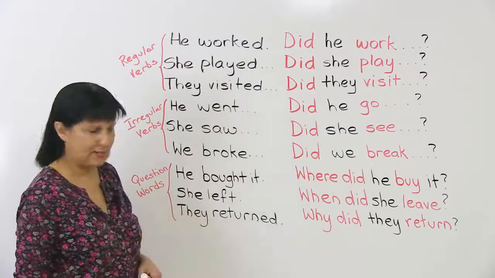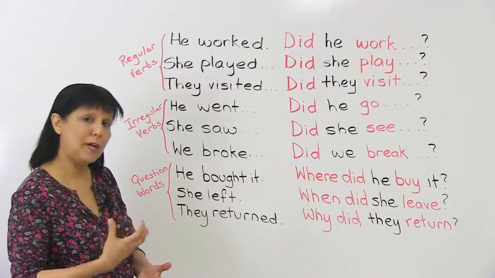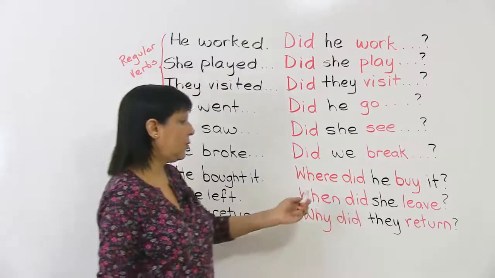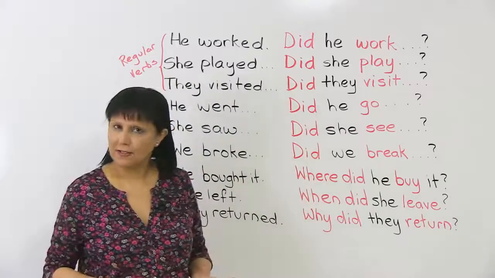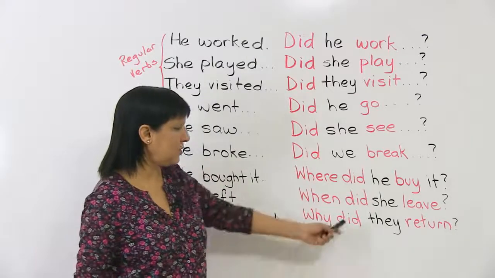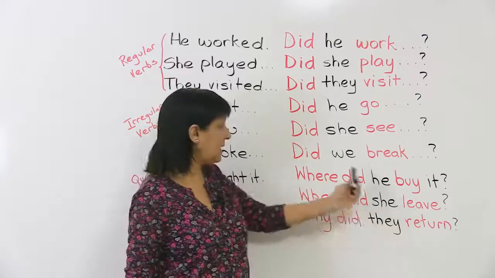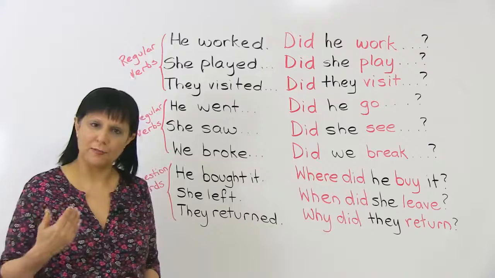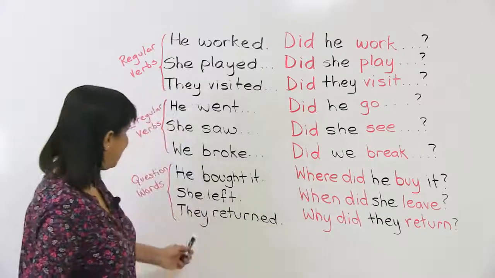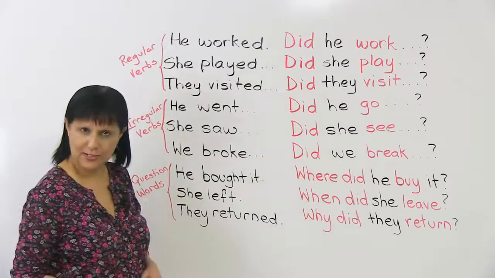She left. All right, now we want to say when. So it becomes, when did she leave? The most important thing is you're keeping this construction of did she leave, like we saw up here, but you're just adding the question word right before it. All right. Last one, they returned.